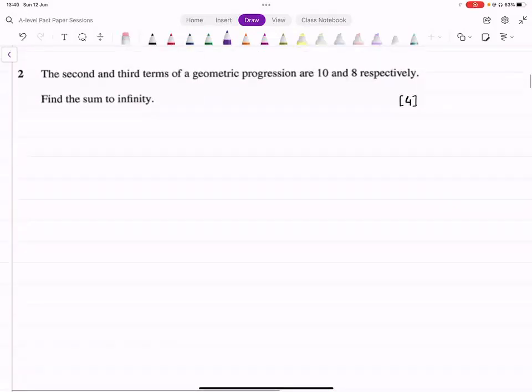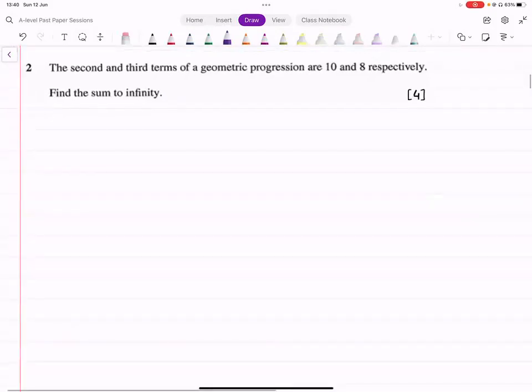Okay, so the second question. It says the second and third terms of a geometric progression are 10 and 8 respectively. Find the sum to infinity. Again, these formulas are given in the formula sheet. The sum to infinity formula is in the formula sheet. That's given like this: a over 1 minus r.